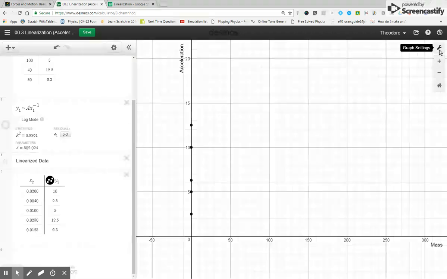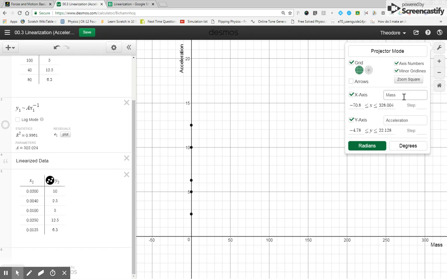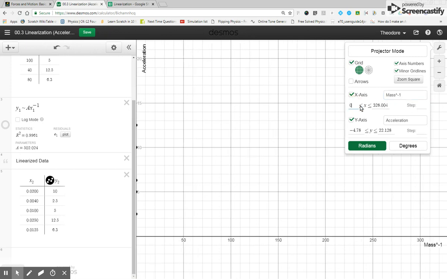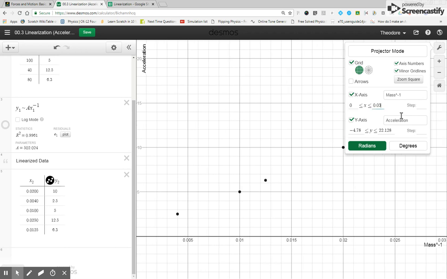I'm going to rescale by clicking on the graph settings. My x-axis is actually now masked to the -1 power, so I'm going to switch that. I'm also going to make my values make a little bit more sense. I'm going to make this 0. And now my x values appear to go up to about 0.25, so I'm going to go a little past that. I'm going to go to maybe 0.3. I'm sorry, 0.03. Go a little further.